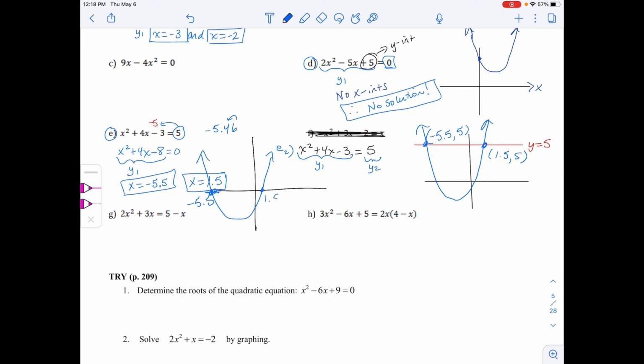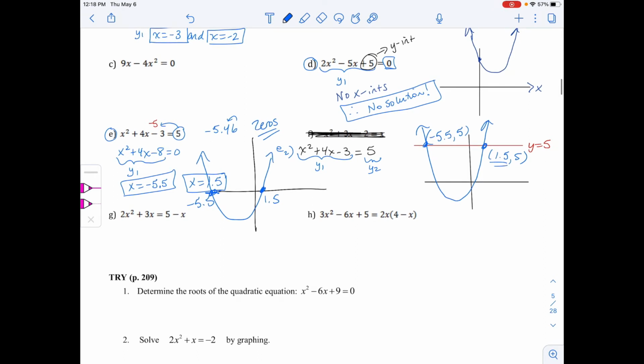Here we looked for the zeros. Here we found the x coordinates of the intersections. So our x values here were still the same, but we used a slightly different approach.